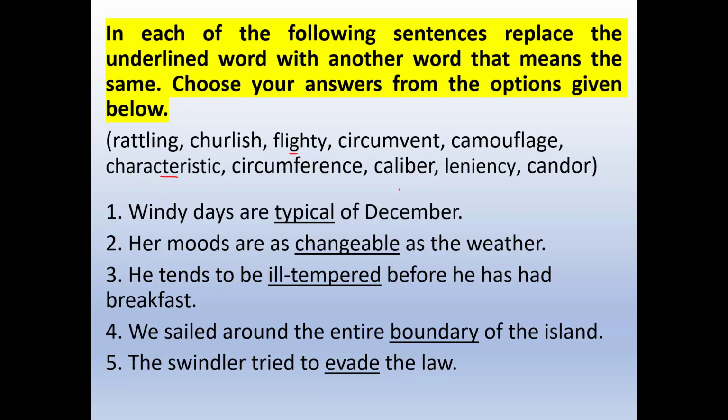Yeah, I'm marking your answers. Next one, ill-tempered. He tends to be ill-tempered before he has had breakfast. Churlish. Yeah, churlish. And number 4, boundary. We sail around the entire boundary of the island. Circumference. Right, and the swindler tried to evade the law. Circumvent.